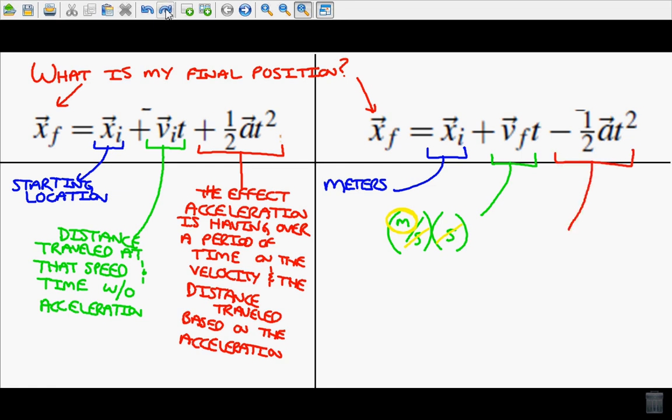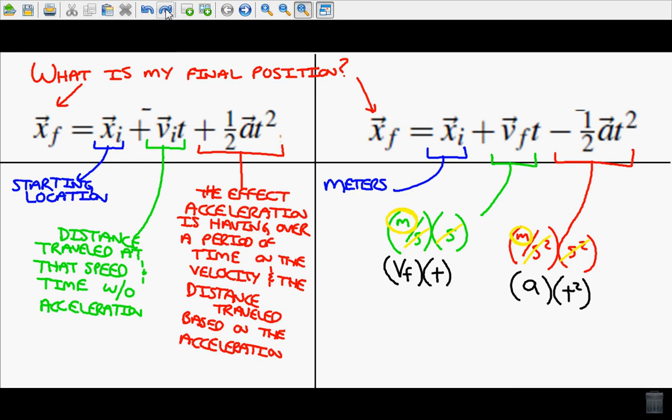If we look at the third part, oh, and let me add this. So this is the final velocity multiplied with the time, all right? So we know where that's coming from. If we look at the last part, we're basically just multiplying acceleration, which is meters per second squared, with time squared, which is basically seconds squared. And again, the seconds cancel out and we're left with just meters.